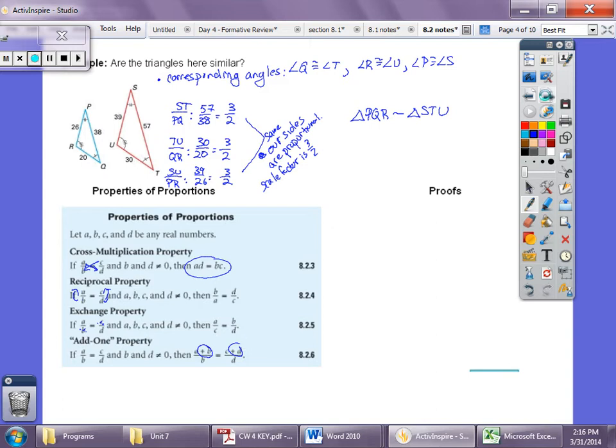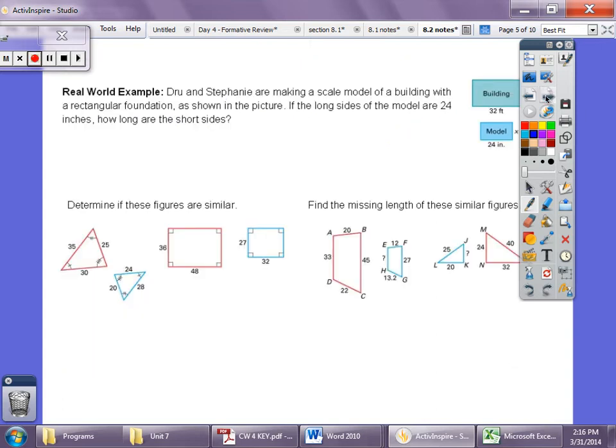And then we have a couple problems. A real world example: Drew and Stephanie are making a scale model of a building with a rectangular foundation as shown in the picture. The long side of the model is 24 inches. How long are the short sides? So we know that we have 32 feet over 24 inches because this is our building compared to the model. Well, the building has 18 feet and the model is x inches. This is a 4, not a 9. So we have our building compared to the model, so that's how I'm setting up my proportion.